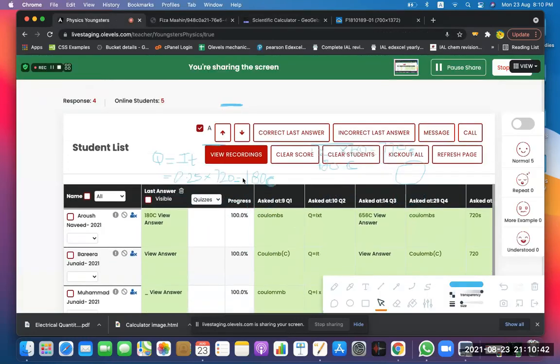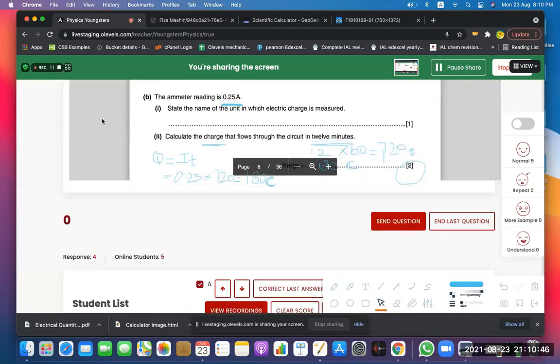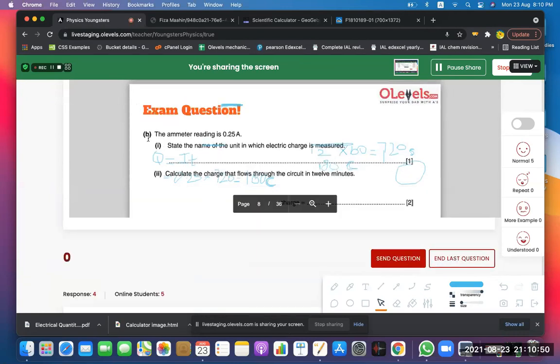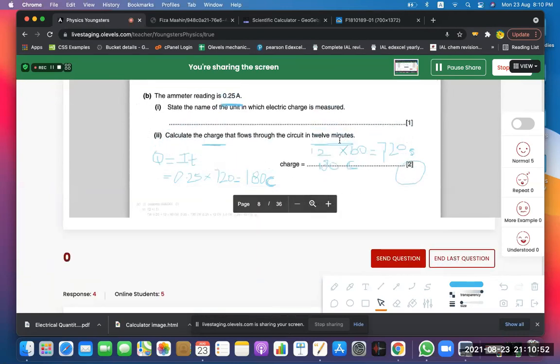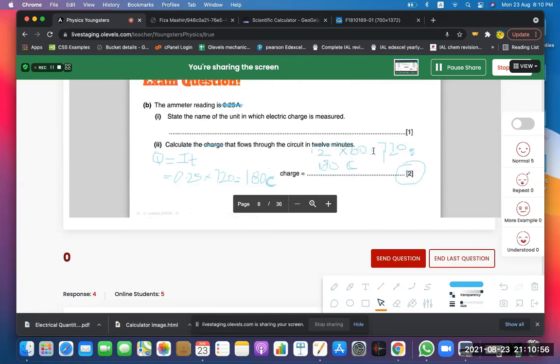Look, you have to do it like this, Fiza, like I have done here. First, I've done 12 multiplied by 60 is equal to 720. I wrote this first. Then I wrote Q is equal to IT. And then I wrote this calculation here and got the final answer. You have to write in this way next time. Okay, Fiza? Very good. Good attempt, everyone. Nice to see that.